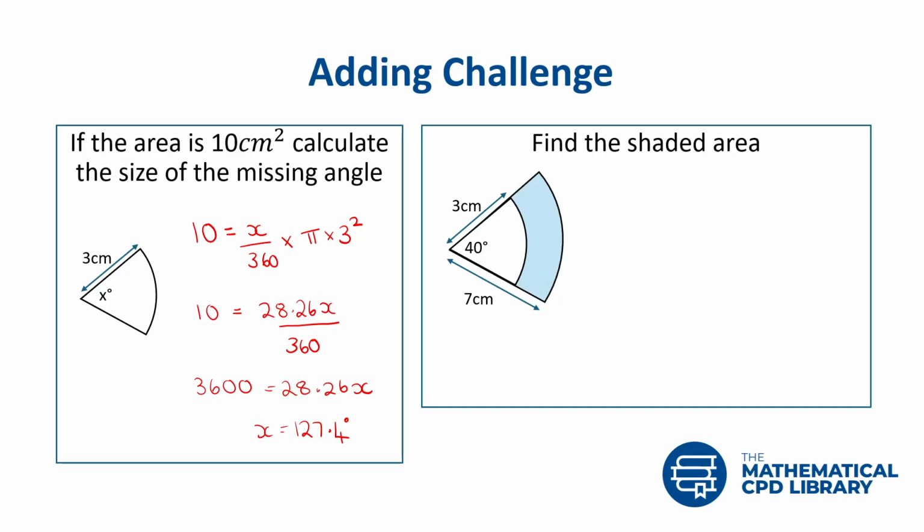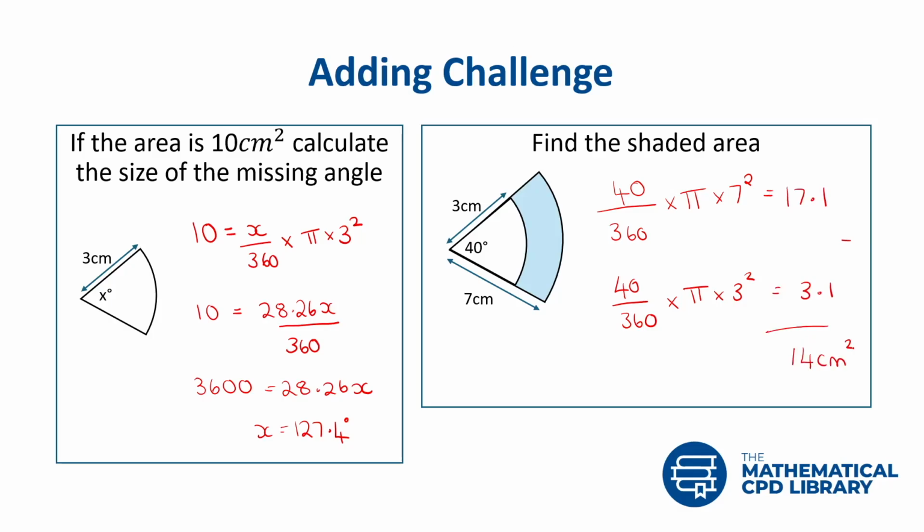So if I look at the large sector first, I would say that I have 40 degrees out of 360, and I'm multiplying that by pi times 7 squared. That would give me 17.1 as a very rounded answer. I can then do exactly the same with this smaller white sector. Again, it's 40 out of 360, but this time times pi times 3 squared, which would give me 3.1. Your answers could be more accurate than this. To get the shaded area, I'm then just going to take the little area away from the big area to get an answer of 14 centimetres squared.